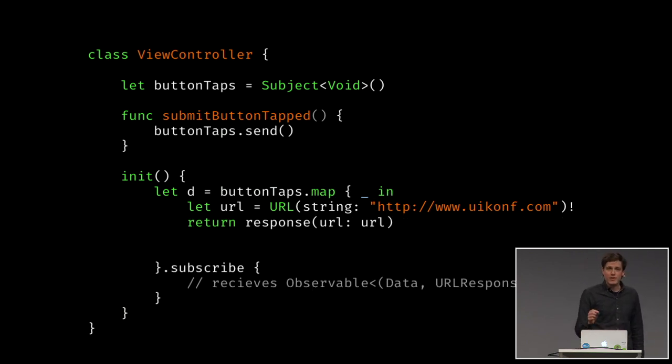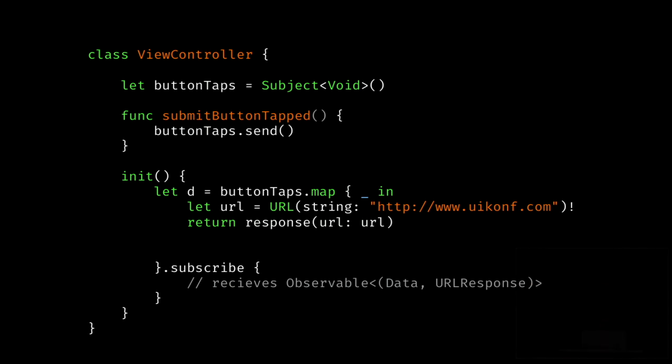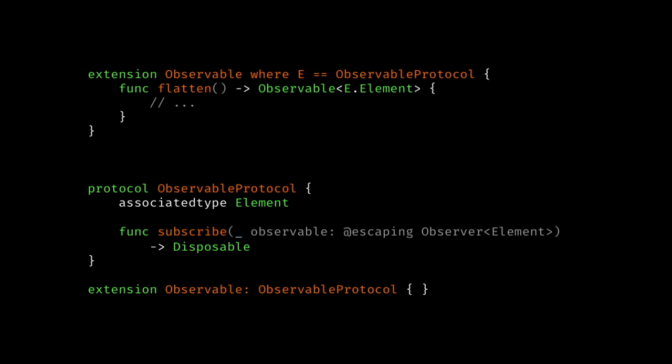So we want to map every button tap, every void, to an observable representing the response from a network request. But then in the eventual subscribe, we end up with observables, so not the data from the response, but the observable itself, because map returns observables. So we now have a nested observable. We have an observable of observable data URL response. So we can get rid of that using an operator called flatten.